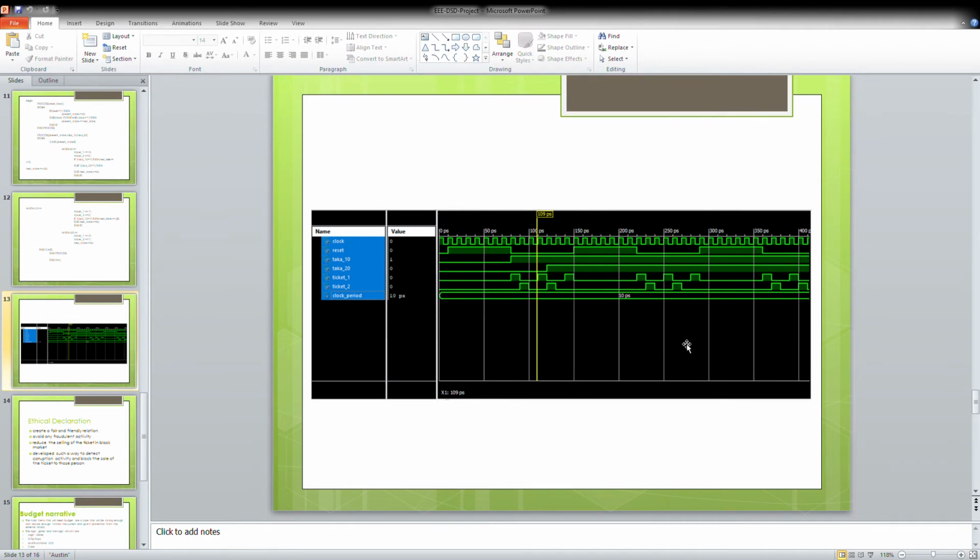So here we can see how we are going to buy taka 1, taka 10, and taka 20 tickets. Taka 10 is for ticket 1, and taka 20 is for ticket 2. And this is our clock period.